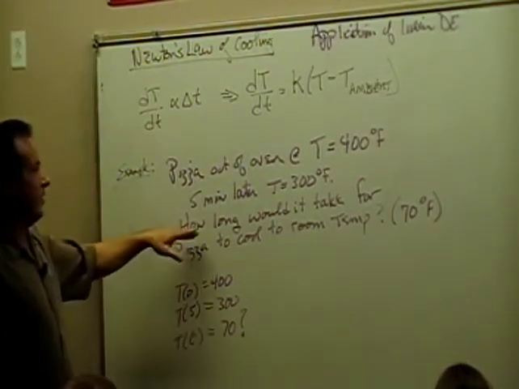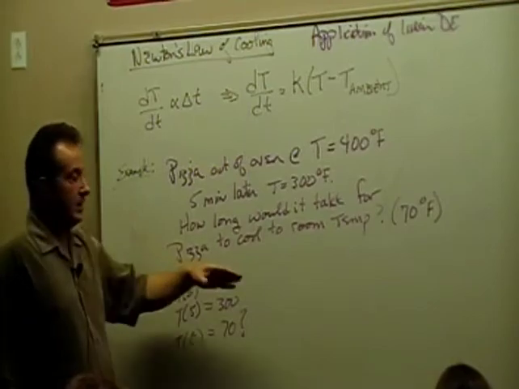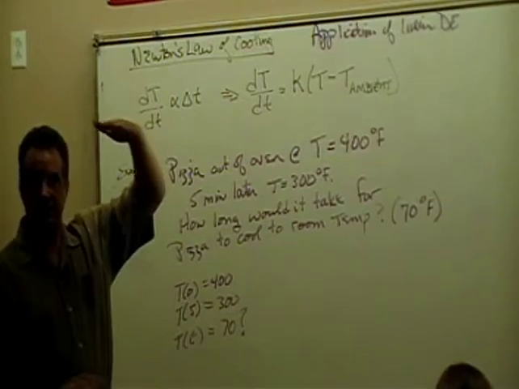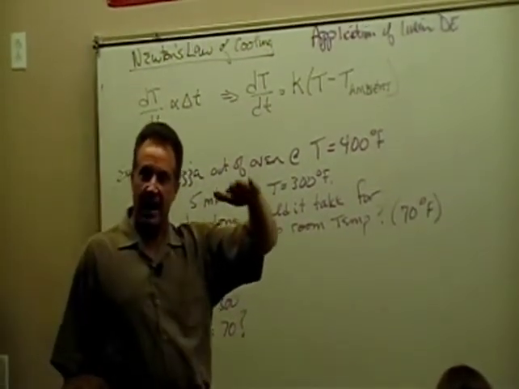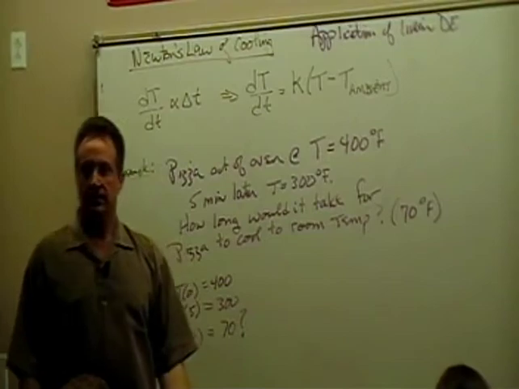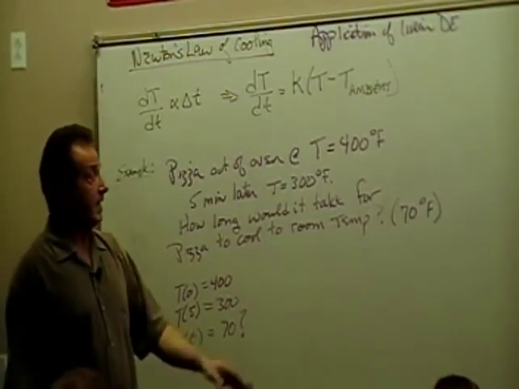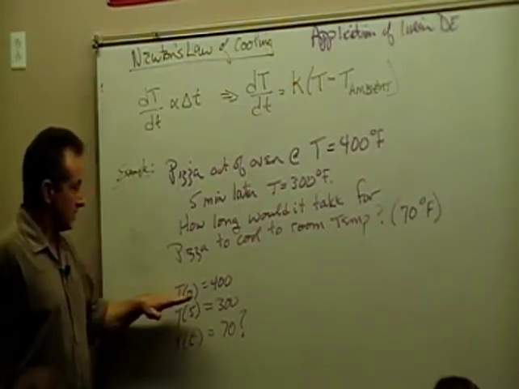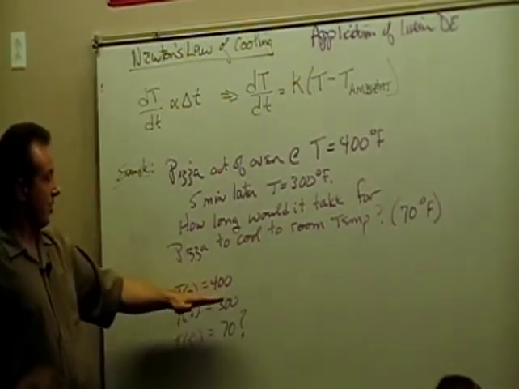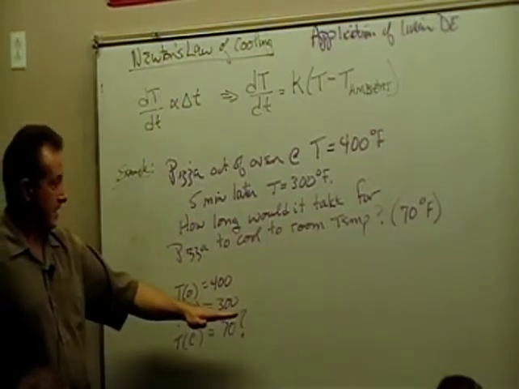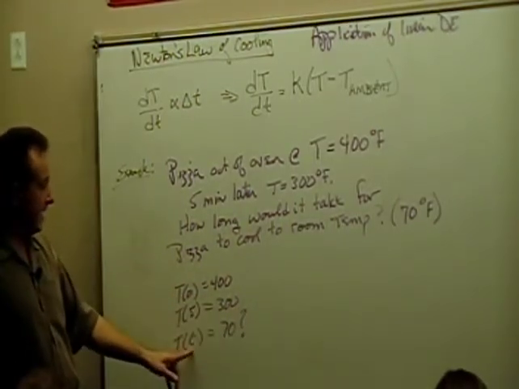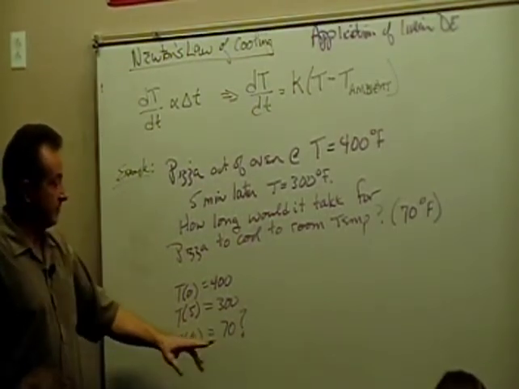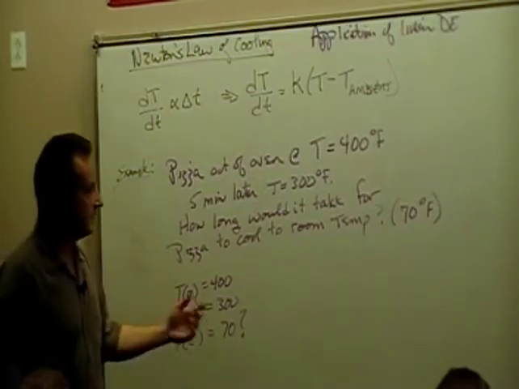I want to know how long it would take for the pizza to cool to room temperature, which is 70 degrees Fahrenheit. So this pizza starts at 400 degrees, 5 minutes later it's at 300, and obviously over time it's going to eventually become the temperature of the room, 70 degrees. So T at time 0 is 400, T at time 5 minutes is 300, and I want to find the time it takes to have the temperature at 70 degrees. Let's set up the differential equation.